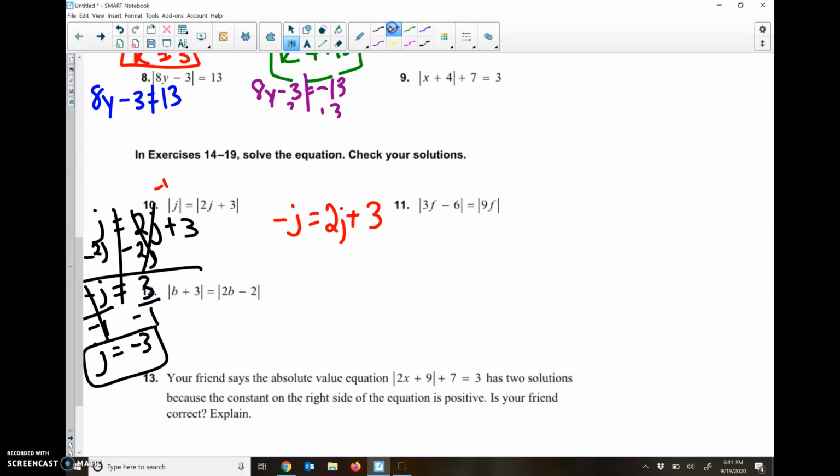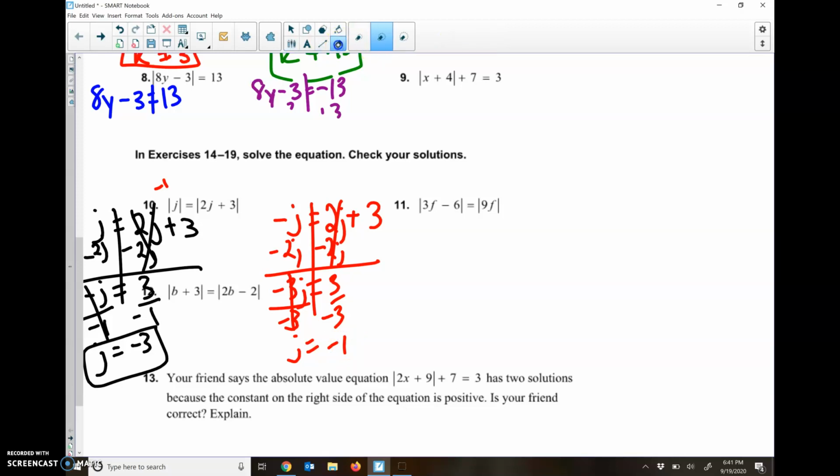Okay, and then over on the red problem with my -j, I'm going to do the same steps. Subtract 2j from each side since it's a +2j. And that gives me a -3j equals 3. And then let's divide both sides since it's -3 times j. So 3 divided by -3 is -1.